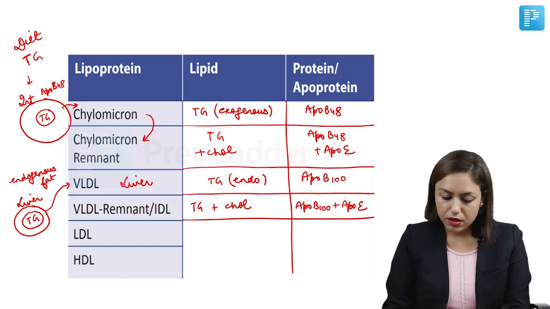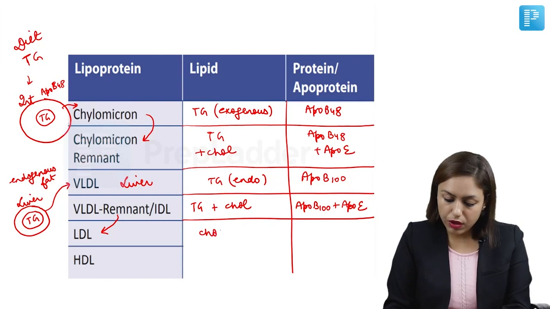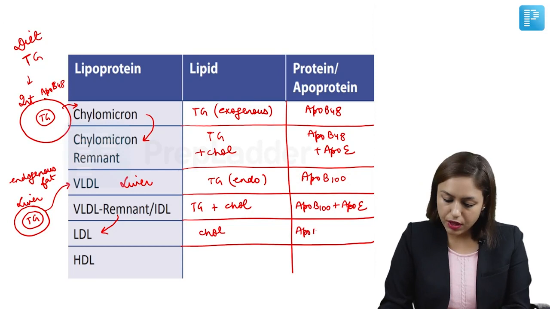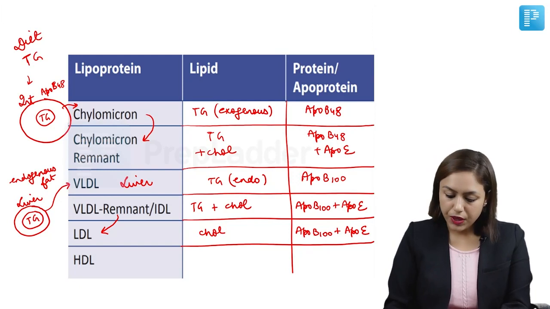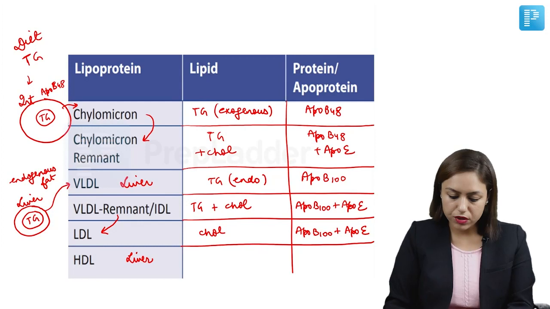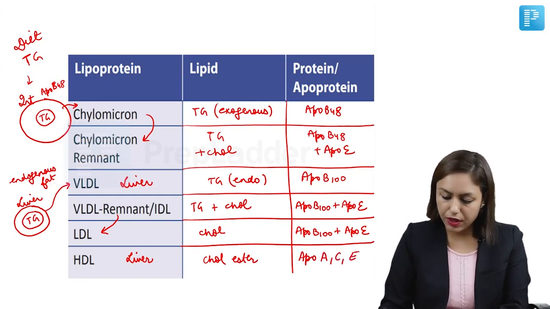Now, LDL. So VLDL remnant will further lose its triglyceride and become LDL. When a point is there that all the triglycerides are lost and only cholesterol is left, then it is LDL, right? And same proteins, ApoB100 plus ApoE, right? Then HDL. HDL is also synthesized in liver. It will do reverse cholesterol transport. Now HDL has which lipid? It has cholesterol ester, right? And which protein? ApoA, C and E, right?